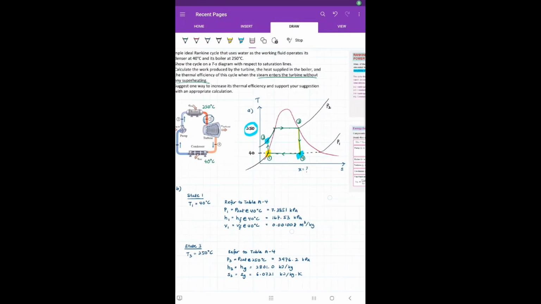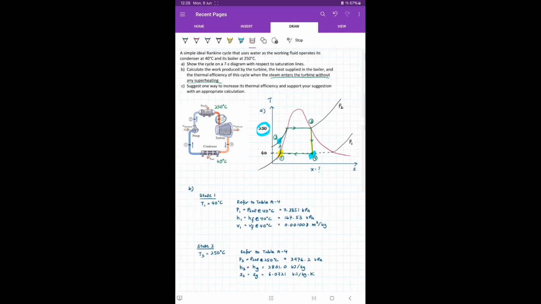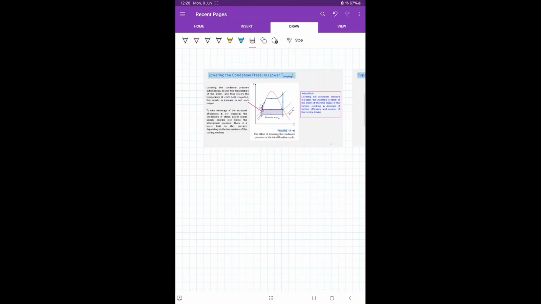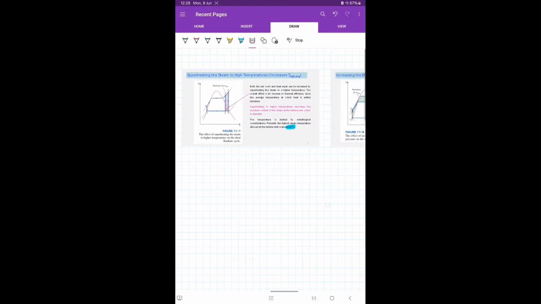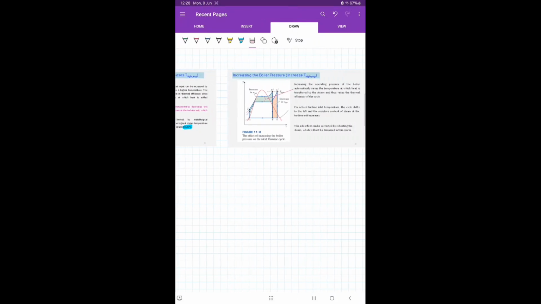Now let's do part C, where you need to suggest one way to increase the thermal efficiency of your cycle, and you need to support your suggestion with an appropriate calculation. So let's refer to our notes again. There are three ways that we can do to increase the thermal efficiency. Okay, one is by lowering the condenser pressure, or we can superheat the steam to high temperature, or we can also increase the boiler pressure.